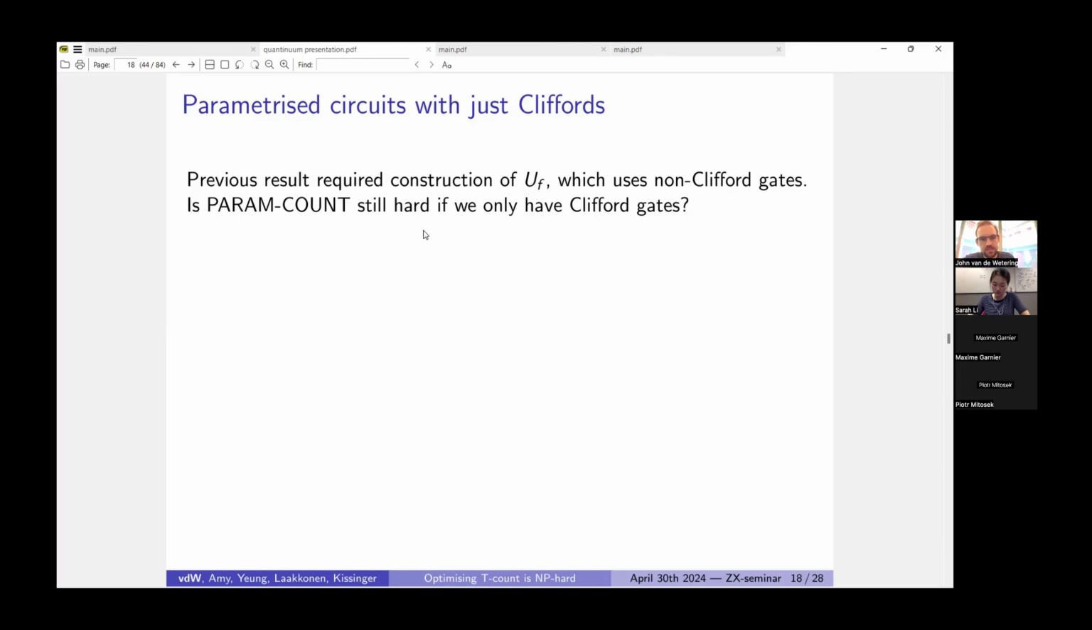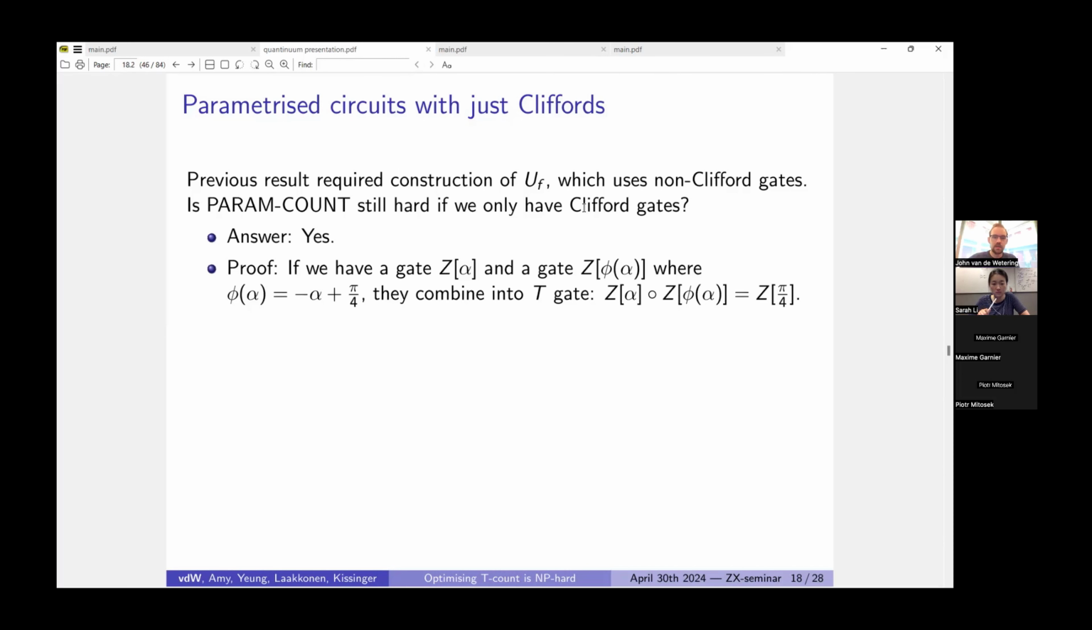So that raises a question of, is this parameter count problem still hard if we only have Clifford gates? And the answer to that is also yes, but this is quite in a cheap way. And that's because if we have some gate Z alpha and a gate Z phi(alpha), where I define phi(alpha) as this function, which is a very reasonable function, it's linear, it's an affine function, it's very simple.